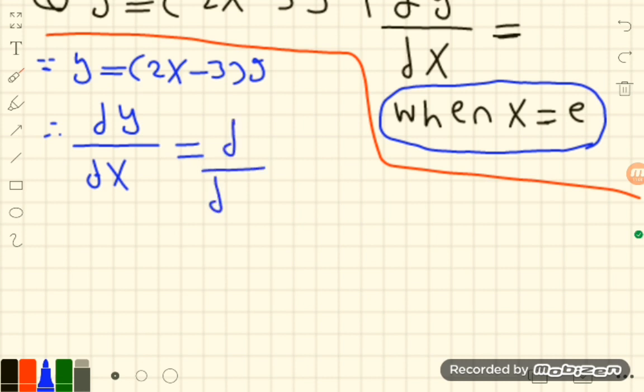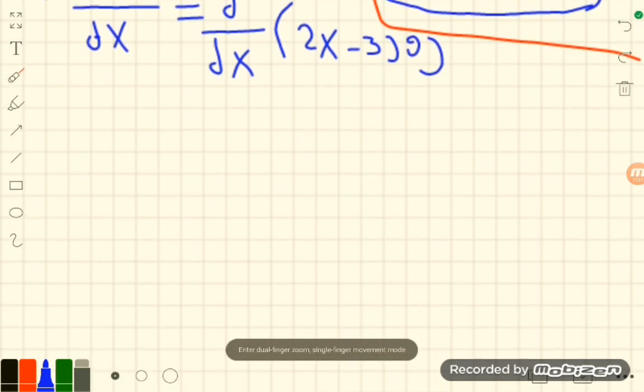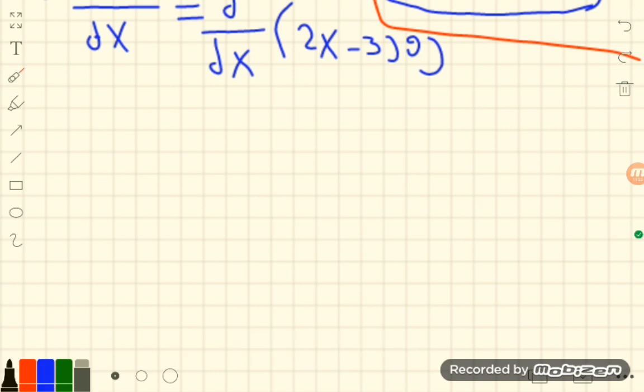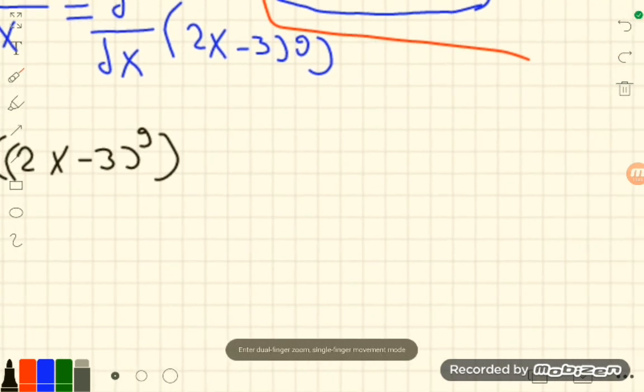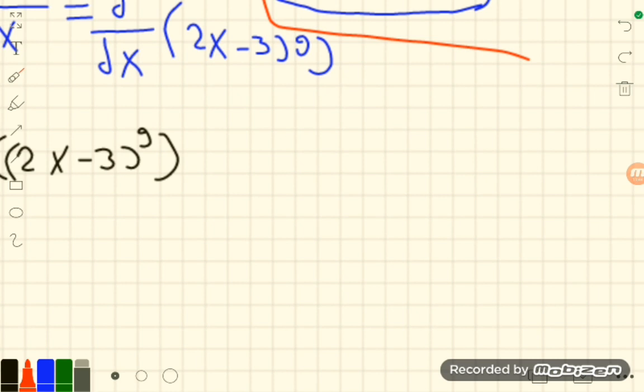So dy/dx would be equal to d/dx of (2x minus 3) raised to the 9th power, then you put another bracket. Alright, now we can start differentiating. But be careful, I have two composite functions. Just like we said, let's form them up.